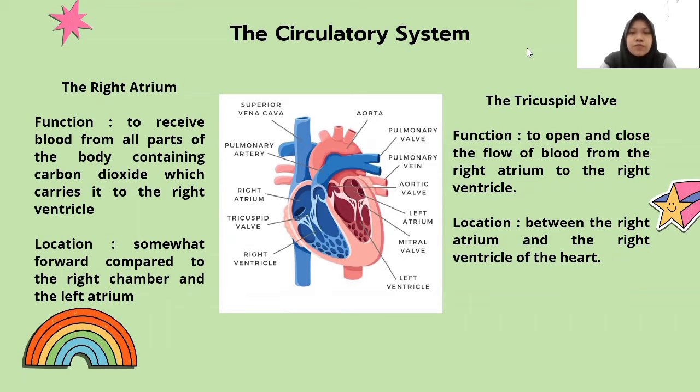The tricuspid valve is one of the two main valves on the right side of the heart in humans. In general, the tricuspid valve has three valves that can open and close. This allows blood to flow from the right atrium to the right ventricle in the heart and prevents blood from flowing backward. The function of the tricuspid valve is to open and close the flow of blood from the right atrium to the right ventricle. Location: between the right atrium and the right ventricle of the heart.